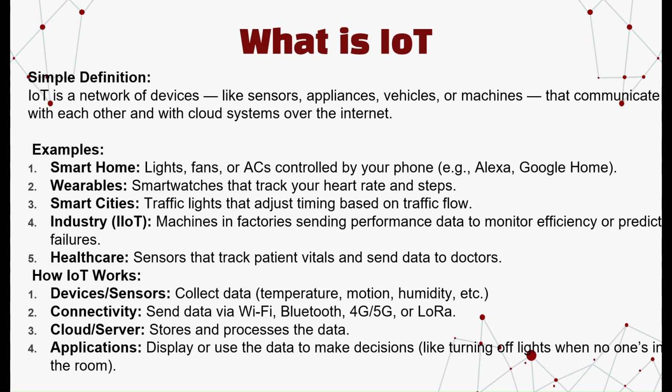So devices or sensors. The sensors collect data like temperature, motion, humidity, etc. Connectivity. We send data via Wi-Fi, Bluetooth, or LTE versions like 4G, 5G, or LoRa. The cloud server stores and processes the data, like Blynk, it's a cloud server. So, applications display or use the data to make decisions, like turning off when no one is in the room. So, it is a user interface.